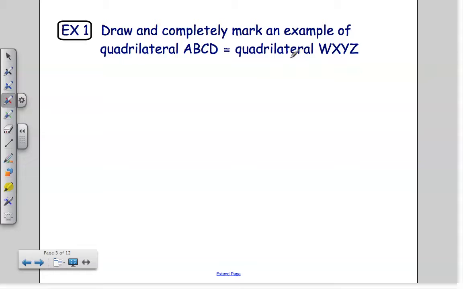So here I want to draw and completely mark an example of quadrilateral ABCD congruent to quadrilateral WXYZ. Here's our congruent statement. It says that two polygons are congruent. We're talking about quadrilaterals, which means four-sided. So I have to draw and completely mark this example. I'm going to start with quadrilateral ABCD.